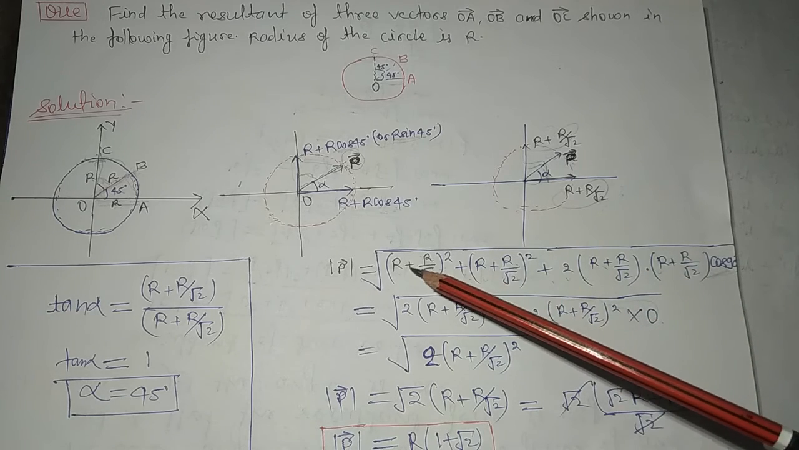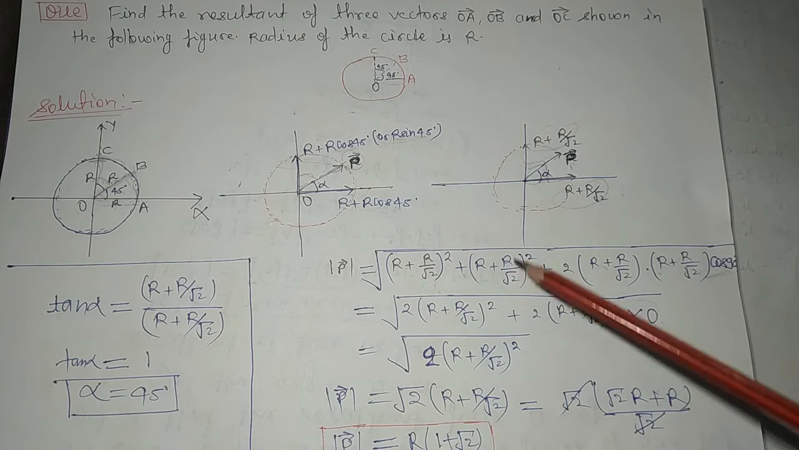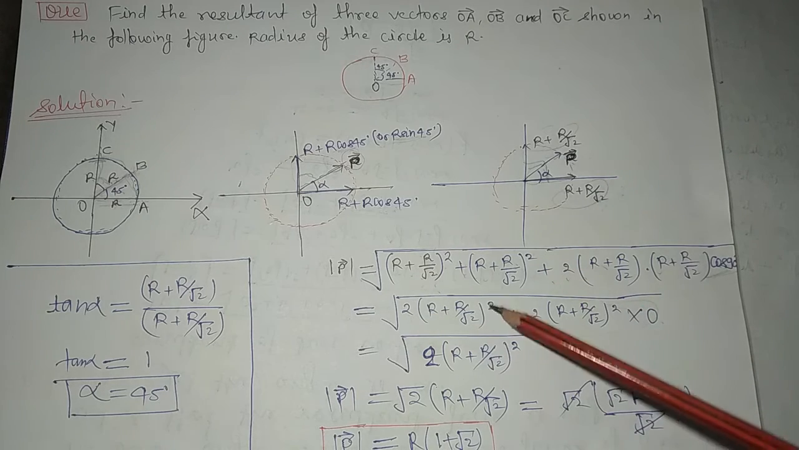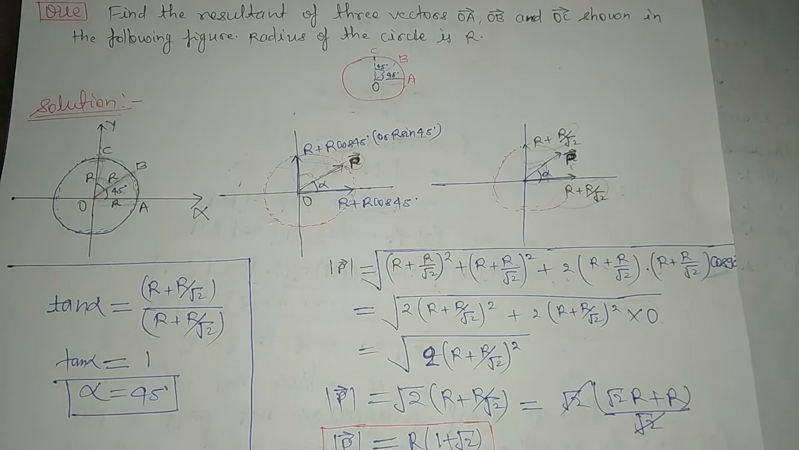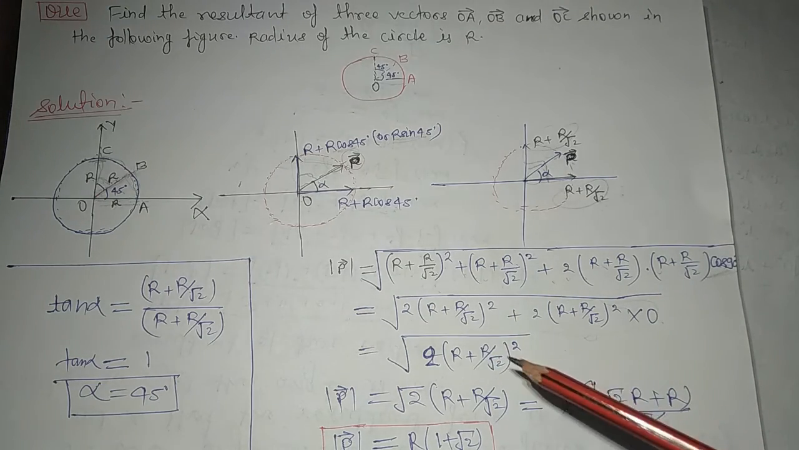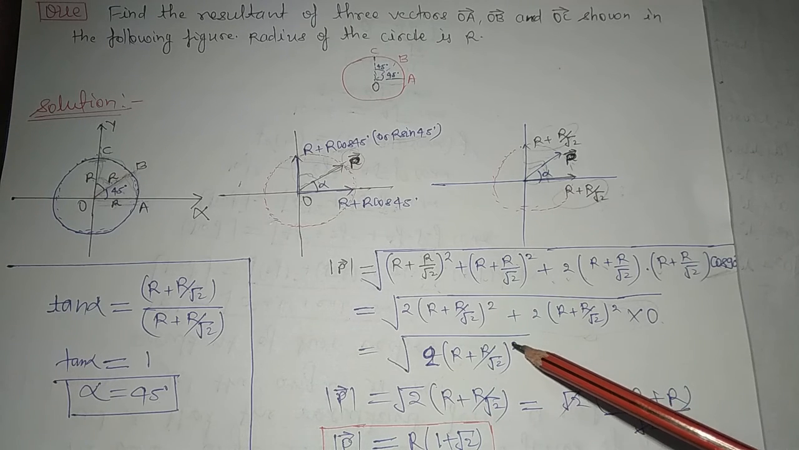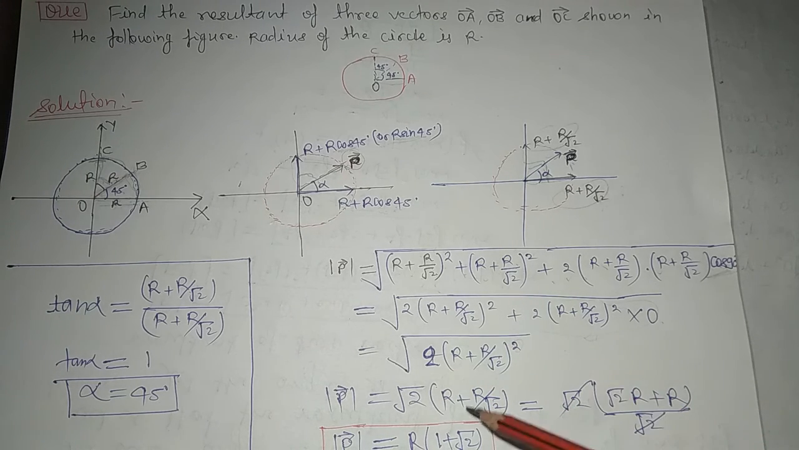So we have remaining (r plus r by root 2) whole square plus (r plus r by root 2) whole square, that means twice of (r plus r by root 2) whole square. So this will become 2 times (r plus r by root 2) whole square, and this term will be 0. So this will be root 2, and since this is squared, it will come out of the root, so root 2 times (r plus r by root 2), and now the root 2 cancels. So finally we have mod of p is equal to r times (1 plus root 2). Take r common here, so r(1 plus root 2).